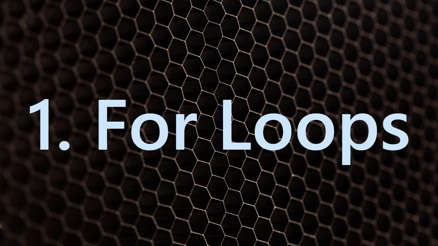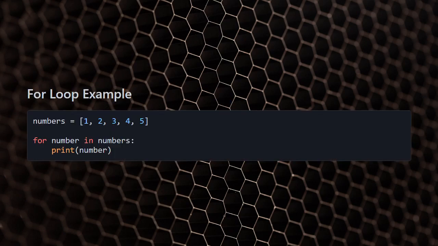Let's start by discussing for loops. A for loop is used to iterate over a sequence such as a list, tuple, or string. Here is an example of a for loop that iterates over a list of numbers and prints each number.